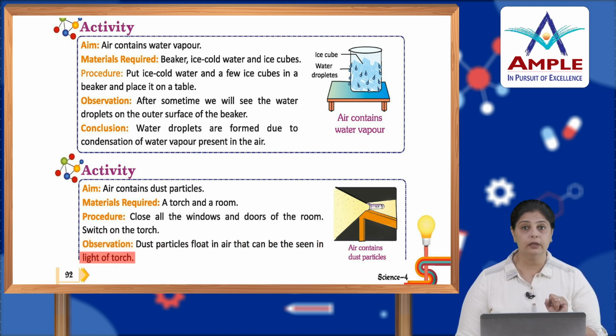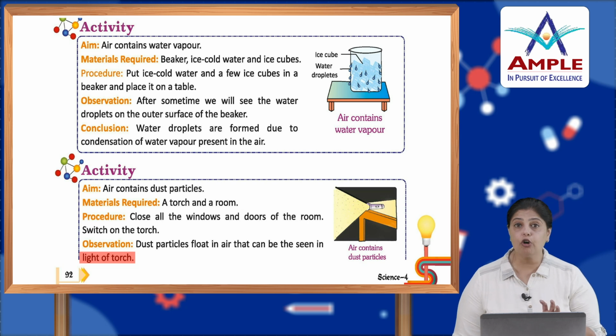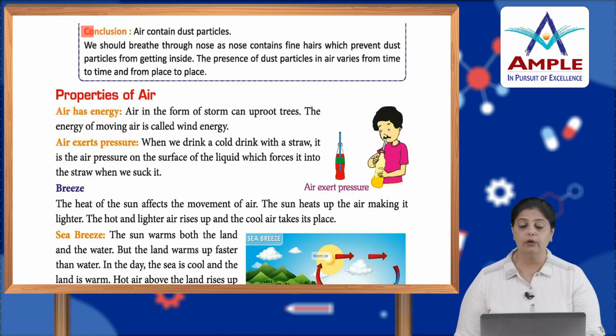Apart from that, you can also observe it when you are sitting by the window side. With the sunlight coming, you will see some dust particles in the air. So, that shows that air is all around and dust particles are present in the air. Now, the conclusion is that air contains dust particles.